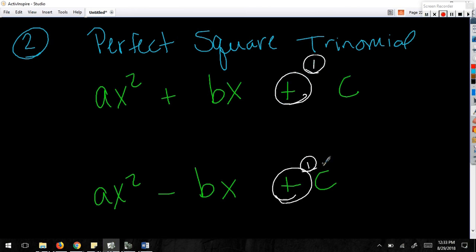Okay. Criteria number 2. I actually shouldn't have given it to you this way. I'm going to make this a c squared and a squared. Just add a little squared above those.